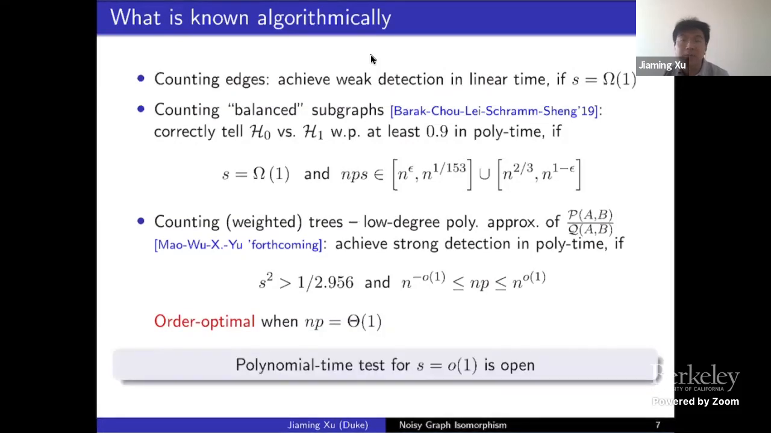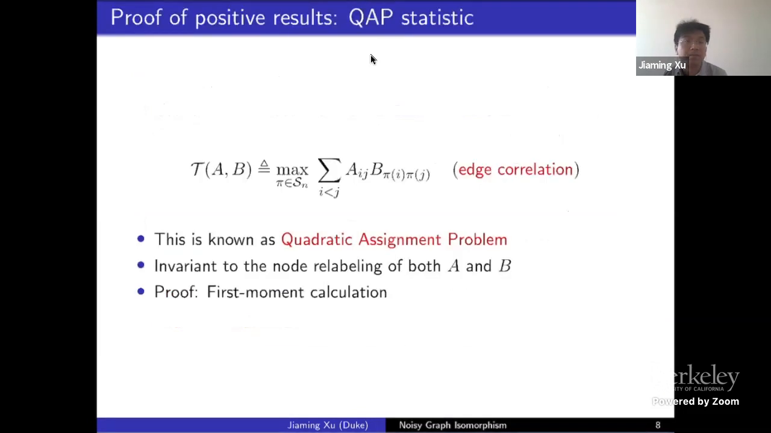Even despite these latest developments, I think a big open question in this problem is whether there exists a polynomial time test for sublinear S. This question is still widely open. In the remaining time, I would like to talk about how we prove these results briefly, and also try to highlight some of the new proof ideas.